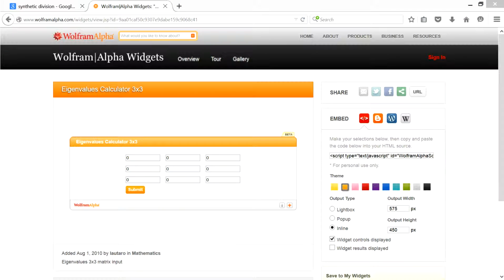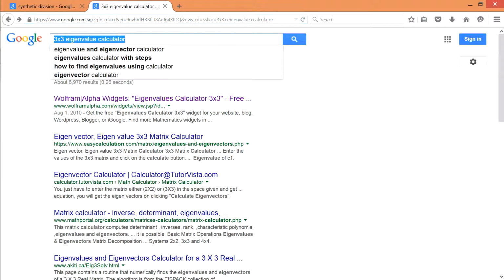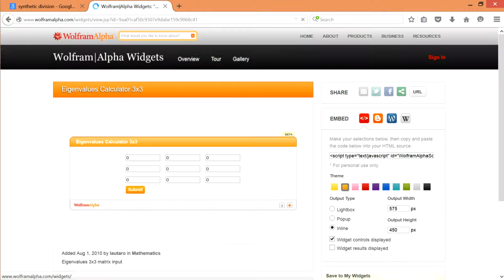Believe you are a professional in simple eigenvalue finding. Alright, so if you want to practice more to prevent any careless mistakes, I recommend you go to this website. What you can search for is a 3 times 3 eigenvalue calculator. The first thing is this great website.